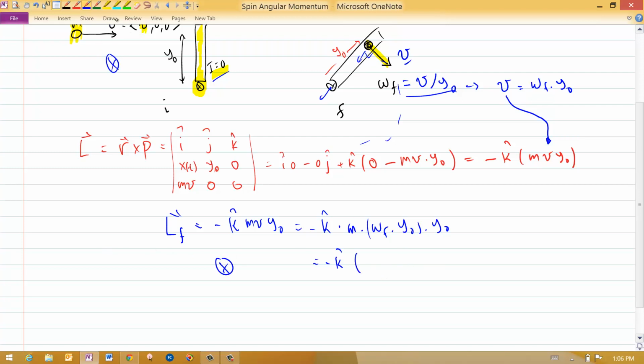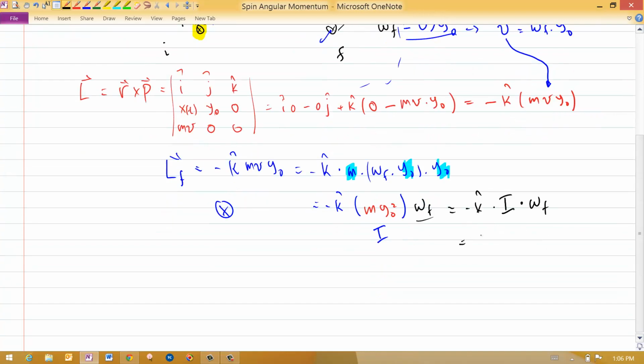I'll then combine all the factors in this expression that depend on the ball and the stick. That's the m, the y0, and the y0, into one thing, m y0 squared. And you might recognize that as the moment of inertia of this ball plus stick system. I then multiply it by omega final. And here I'm using omega final as a positive number. So the final angular momentum is minus k hat, the rotational mass, times the rotational velocity, and I could just write this as I times omega final as a vector.